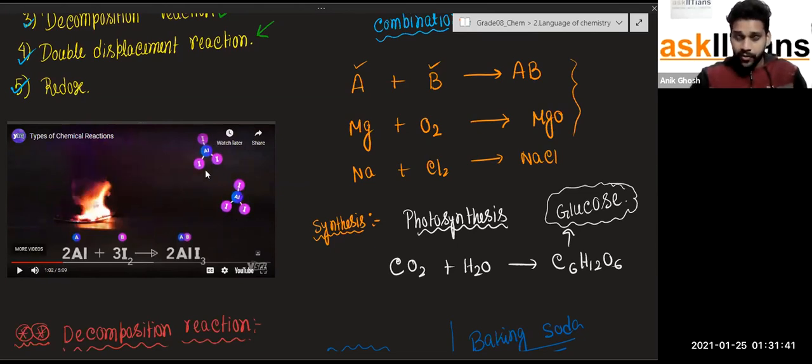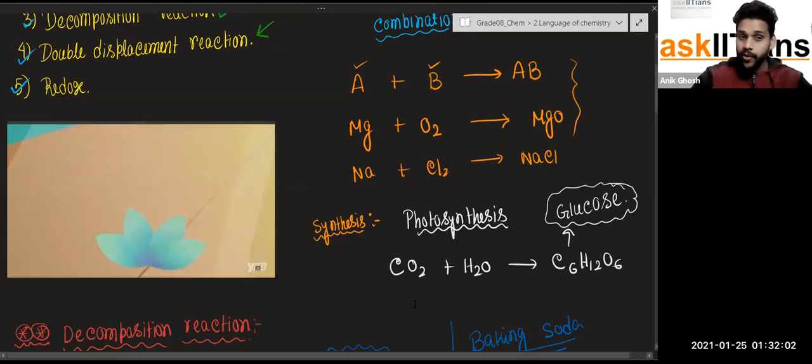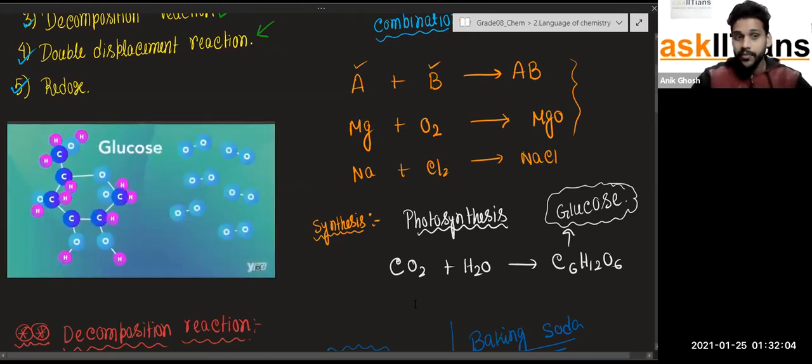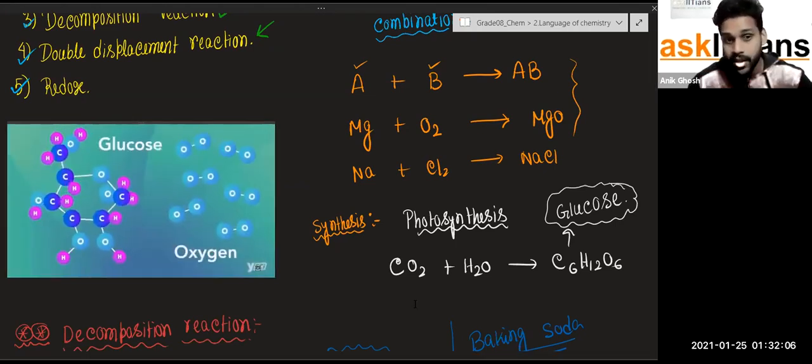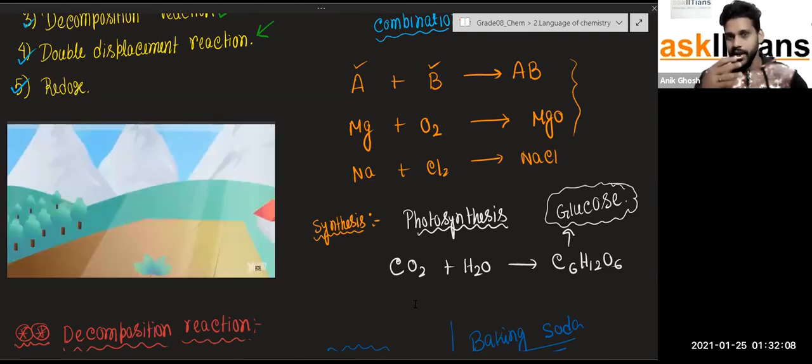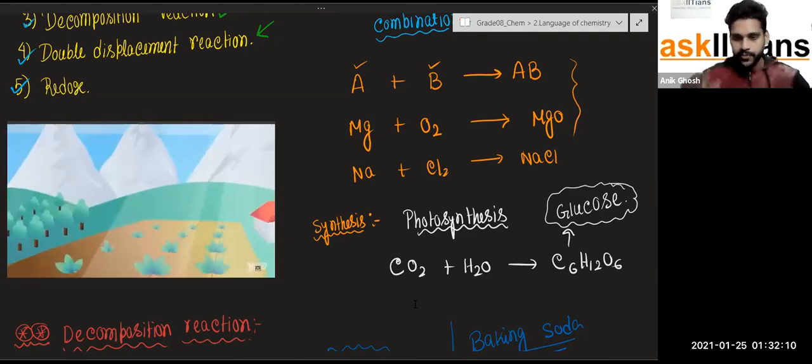So aluminum and iodine are the two reactants. Now there is only one product. So two becoming one is a combination reaction. Whenever you have two things converting into one, that is a combination reaction. And exactly the opposite is the decomposition reaction. It occurs in all types of synthesis processes, like photosynthesis and the formation of glucose. You can see glucose and oxygen, right? This is the product of a synthesis process.